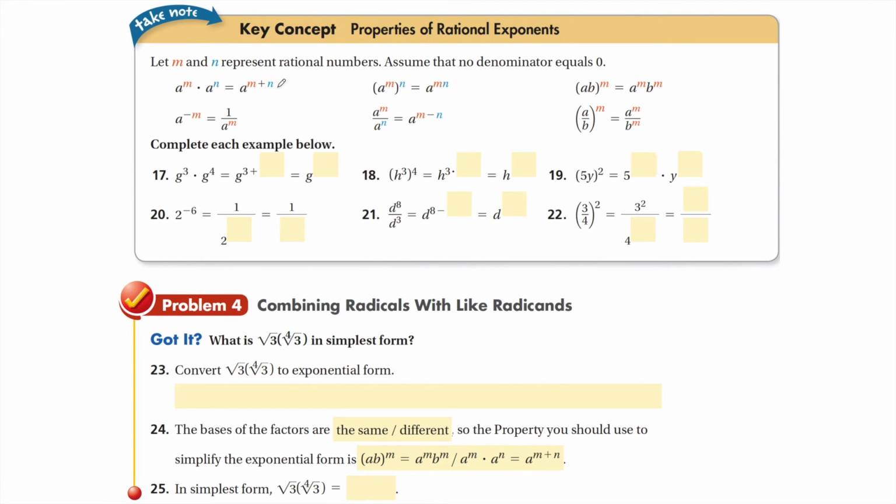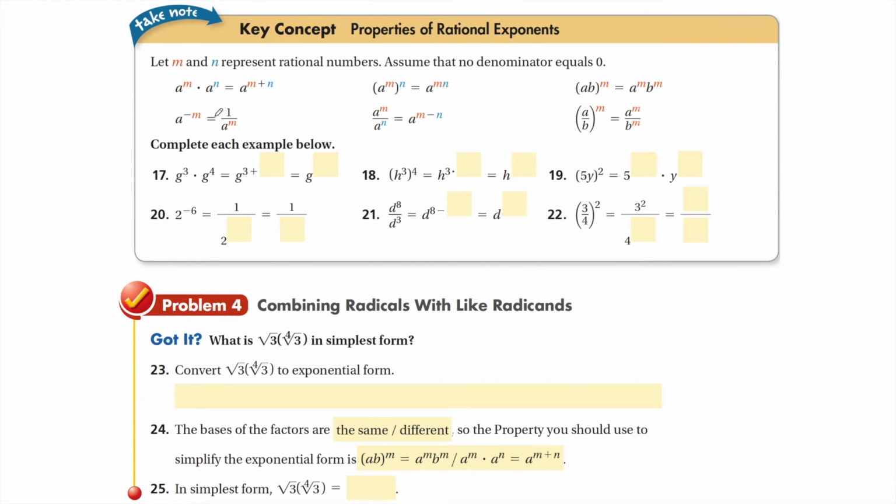Now let's talk about another key concept, properties of rational exponents. We're going to let m and n represent rational numbers, assuming that no denominator equals 0. If we were to multiply two variables, the exponents are going to add to one another. Therefore, a raised to the m times a raised to the n will equal a raised to the m plus n. If we were to raise an exponent to another exponent, essentially all you're going to do is multiply. So a raised to the m power raised to the nth power will turn into a raised to the m times n. If we have a times b raised to the m power, that's going to equal a raised to the m times b raised to the m.